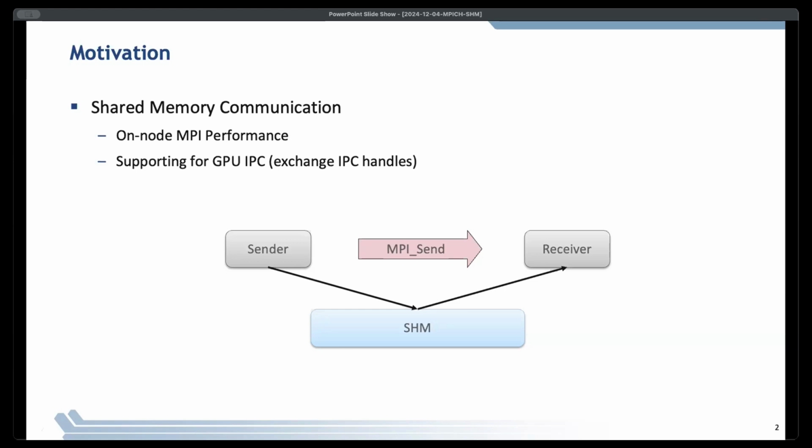Having a high performance shared memory communication transport is going to help with the overall MPI performance, but more importantly, for MPI that has support for things like GPU IPC, we'll still need to use the SHMEM transport to exchange the IPC handles before the GPUs can use them to read and write data directly from each other.